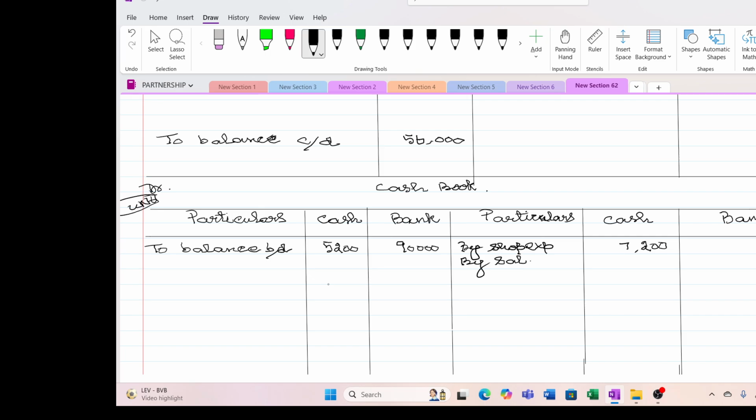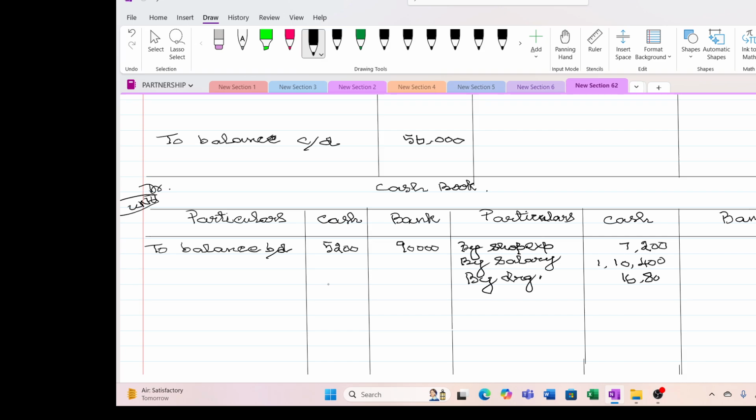Second one they have made a salary of 9,200 per month. I'll just calculate 9,200 into 12. That is 1,10,400. Okay. So then there is a drawing. They have given 1,400 per month. Okay, that comes to 16,800.